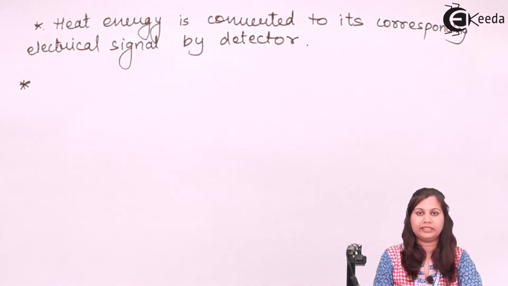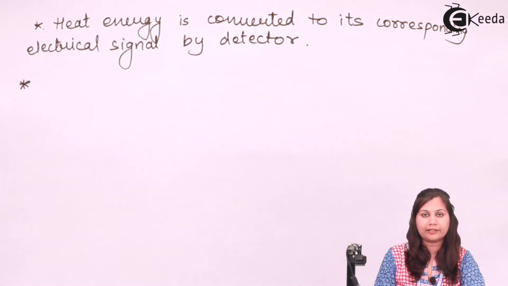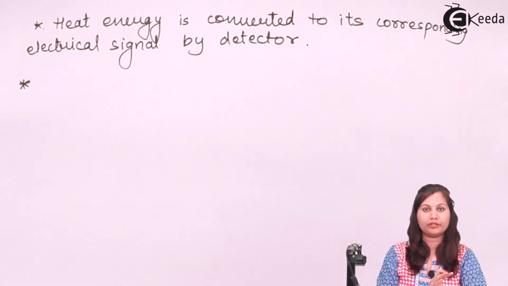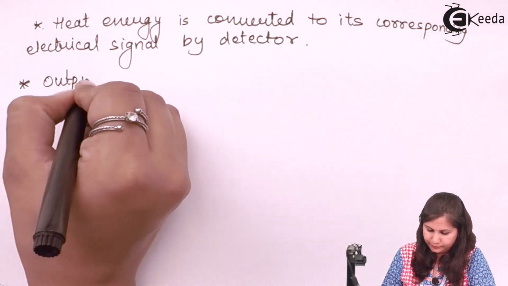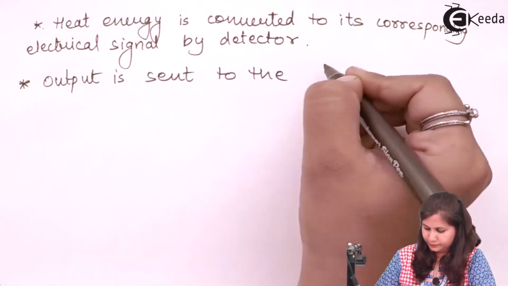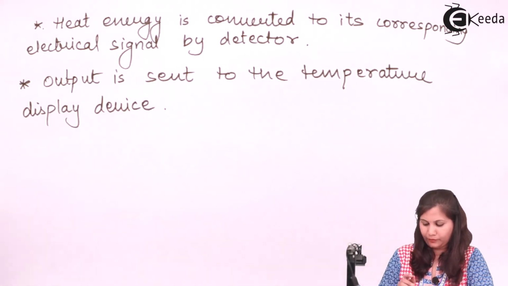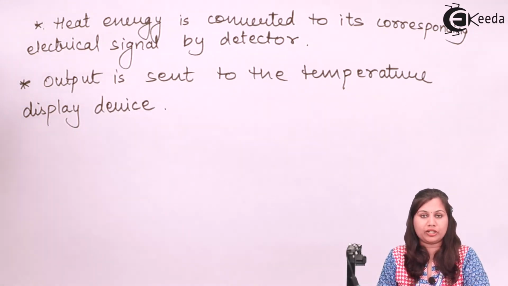By the detector, the heat energy is converted into its corresponding electrical signal, and this electrical signal is then sent out to the temperature display unit where the temperature reading is displayed. So this was the basic radiation pyrometer, how it measures the total heat radiated by the object, converts it into temperature, and gives us the temperature readings.